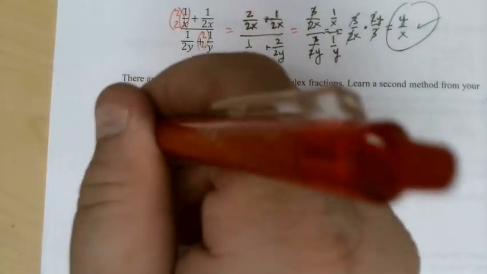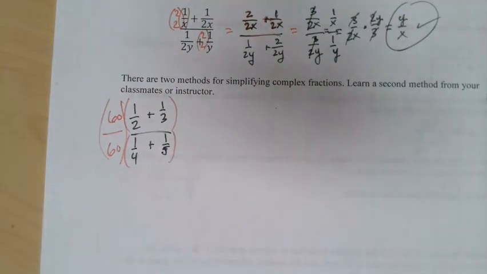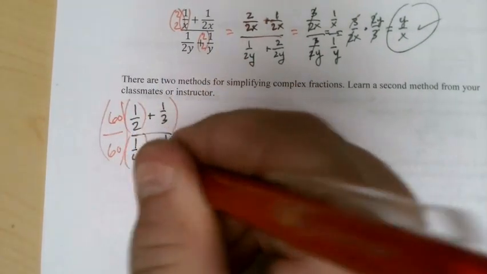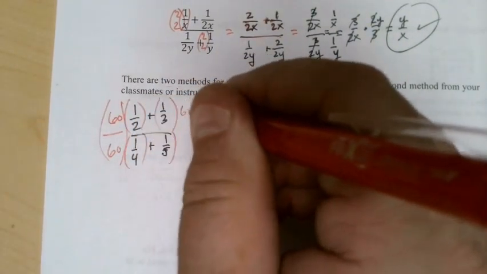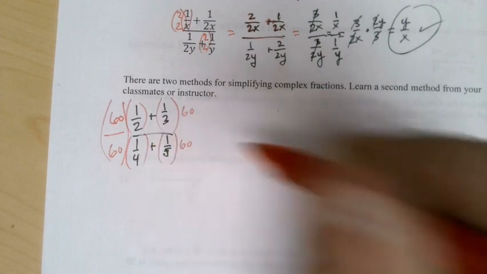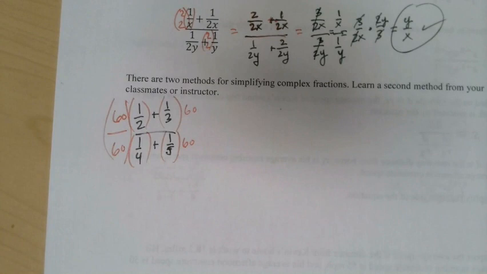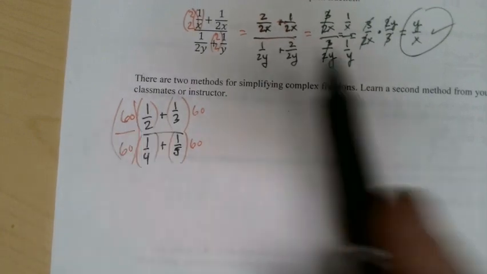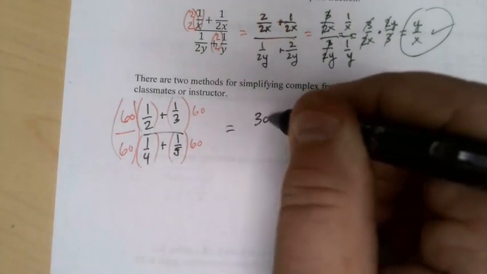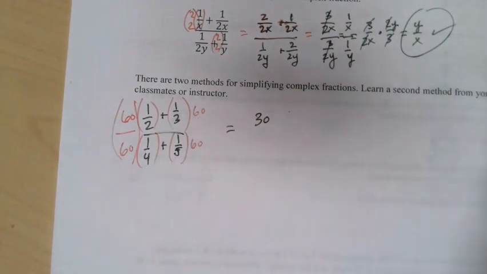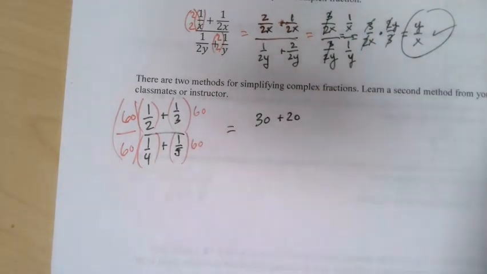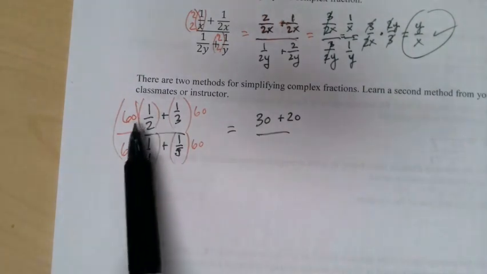So 60 over 60. Now keep in mind, by multiplying by 60 over 60, I've multiplied by 1, which I can do without changing values. But what really happens here is every term gets multiplied by 60, okay, once I distribute that through. So let's think this. What's 60 times 1/2? Well, that's 30. What's 60 times 1/3? Well, that's 20.